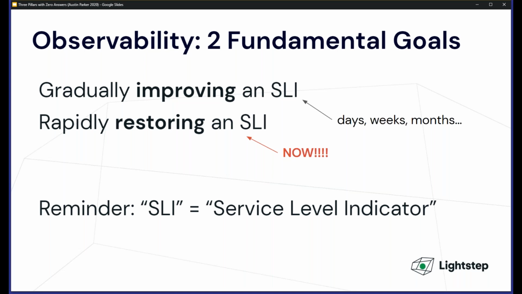So you're going to do a bunch of work optimizing database queries, and maybe you're going to do some re-architecting of things. That's a gradual improvement, right? It doesn't happen overnight. It happens over the course of weeks or months.